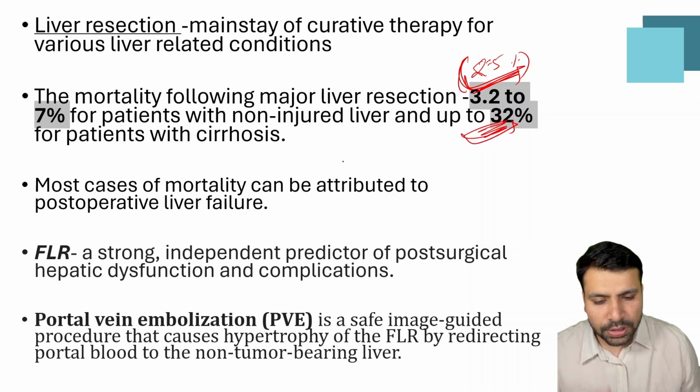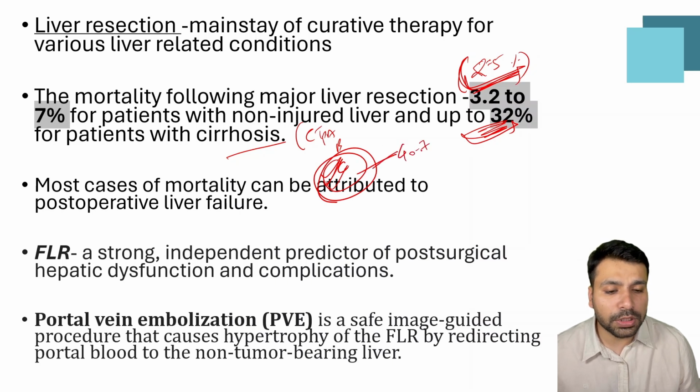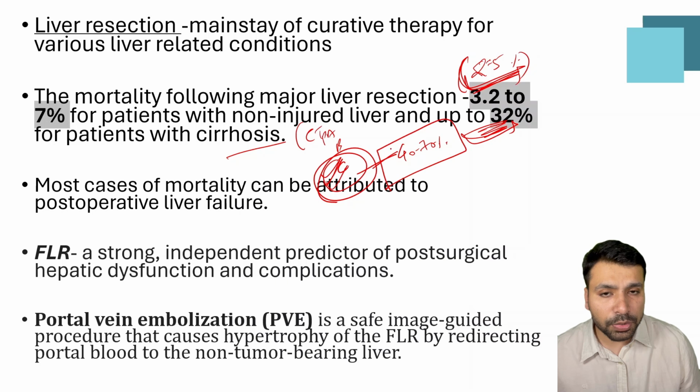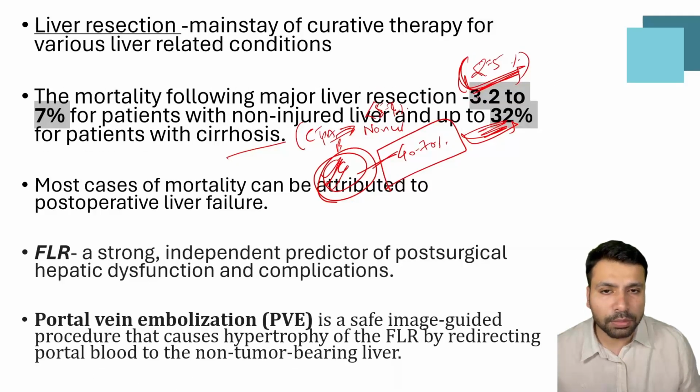Actually, this is a very generalized statement. Cirrhosis is divided into CTP A, B, and C. The maximum mortality is seen in CTP C. It can even reach up to 40 to 70% if we do liver resection in CTP C. In A, it's almost the same as a non-cirrhotic liver, so around 5 to 7%. It averages out to 30%, but it all depends upon the CTP score.